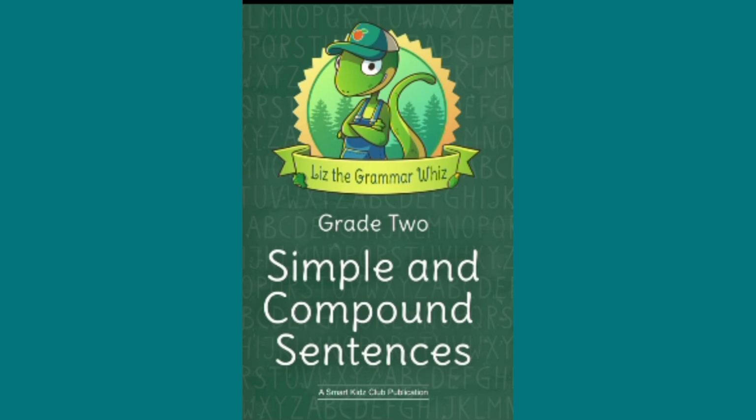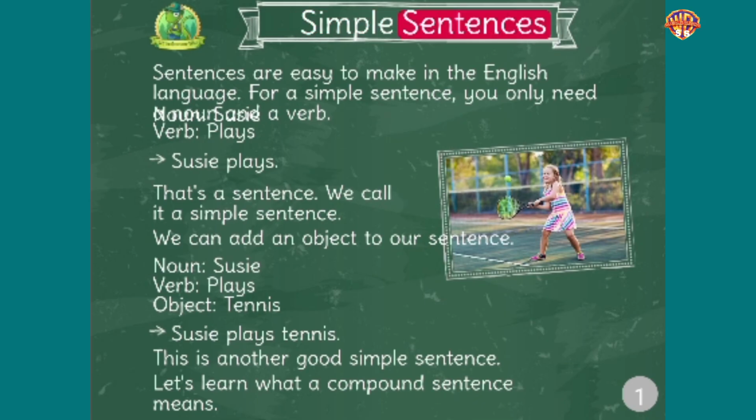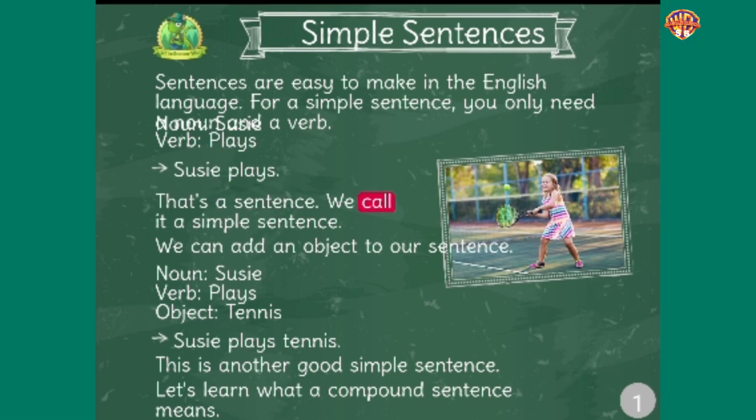Simple and compound sentences. Simple sentences. Sentences are easy to make in the English language. For a simple sentence, you only need a noun and a verb. Noun, Susie. Verb, plays. Susie plays. That's a sentence. We call it a simple sentence.